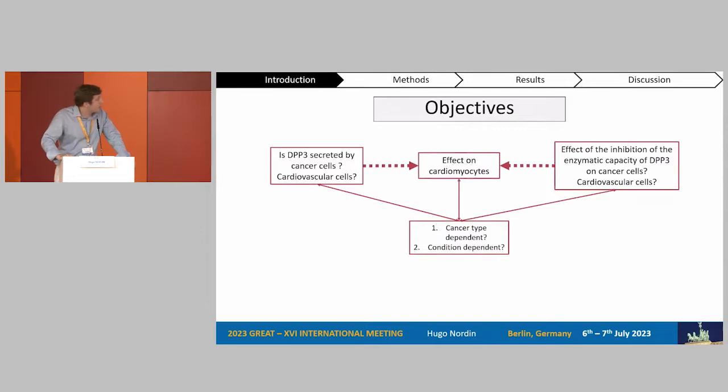The objective of this presentation is to answer these two major questions. First of all, is DPP3 secreted by cancer cells and also maybe cardiovascular cells? And what is the effect of the inhibition of the enzymatic capacity of DPP3 on cancer cells and cardiovascular cells? And is it cancer type dependent, and is it stress condition dependent?